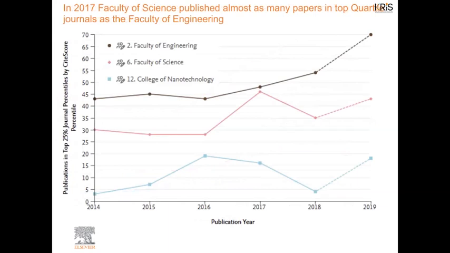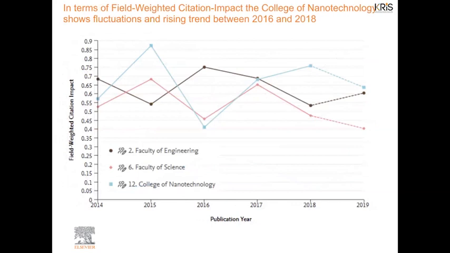Now, if we look at the number of papers published in the top quartile journals, we see the Faculty of Engineering has over 45 papers per year in the top quartile journals. And in terms of field-weighted citation impact, actually in the last 3 years it is the College of Nanotechnology which has the higher citation impact than Faculty of Engineering and Science.